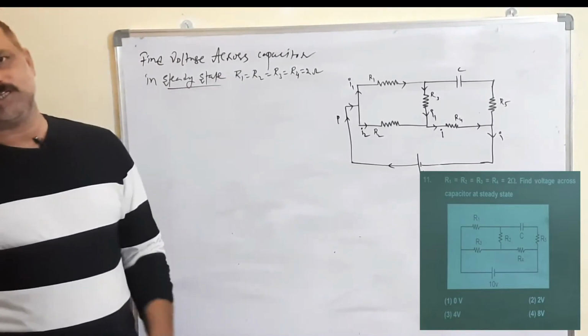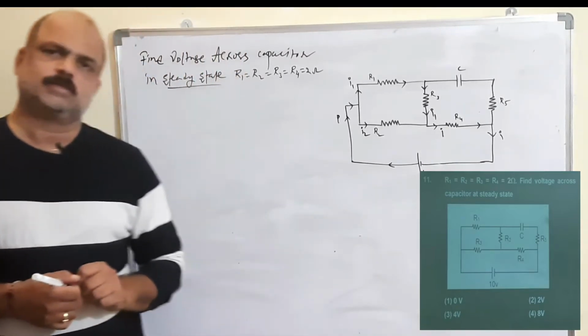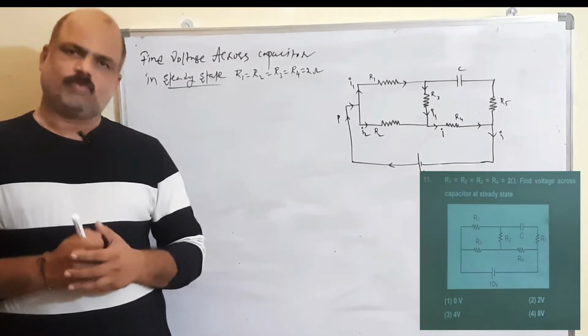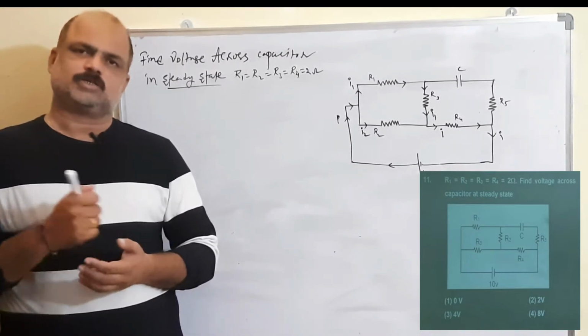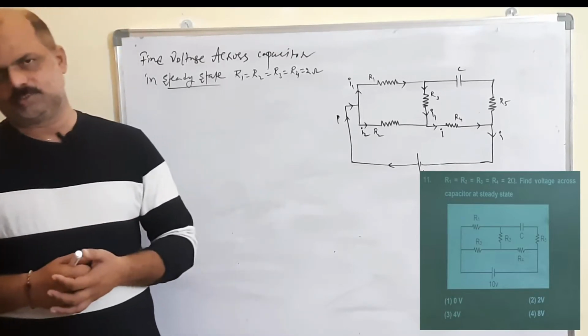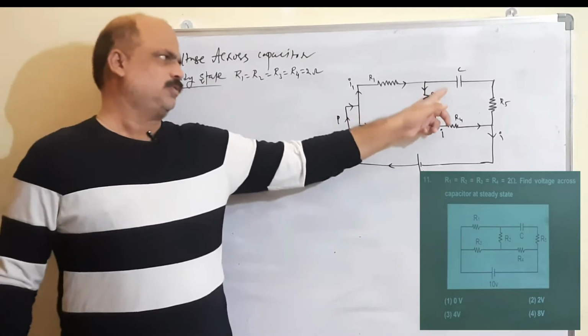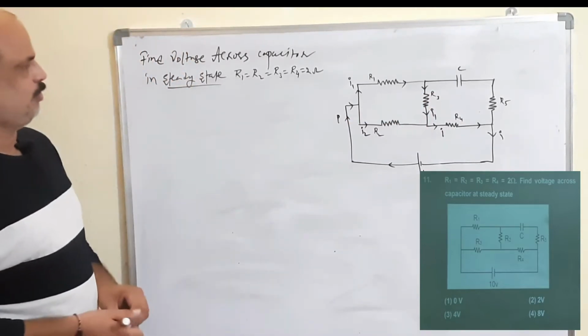What is meant by steady state? Steady state means the capacitor is fully charged. Once the capacitor is fully charged, the capacitor does not allow any current through it. So there is no current passing through this branch. Okay, now let us solve this problem.